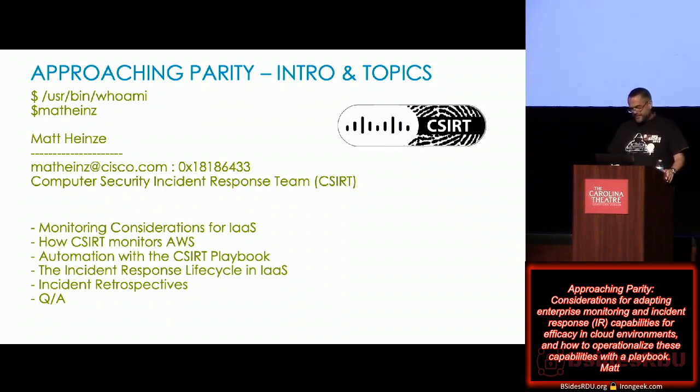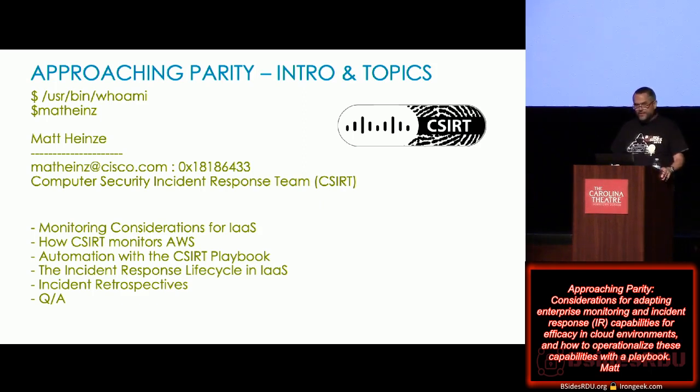So this talk is about how CSIRT adapts our security monitoring and IR posture for monitoring infrastructure as a service cloud environments. And the story is based on lessons learned to date from monitoring some Amazon Web Services tenants. So it also includes top of mind from evaluating different environments, not just AWS.